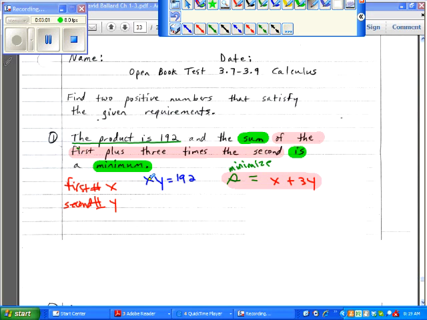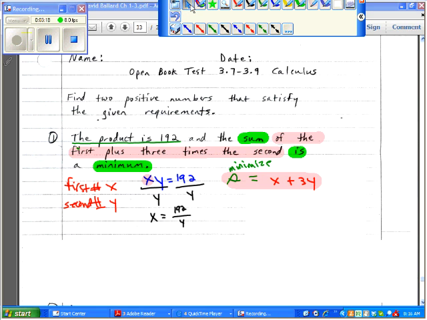So if we come over here to the first equation and isolate the x, that means we would want to get the y off, then we would divide both sides by y, and we would have that x is equal to 192 over y. We can take that and put it in place of the x in the first equation, and we would have that s is 192 over y plus 3y. So that gives us the sum in relationship to y. And we want to look for a relative minimum in that situation.